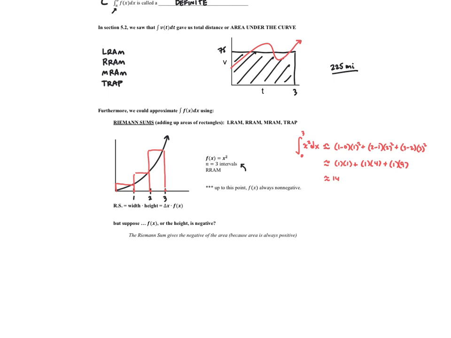on a prior lesson. Okay, so suppose f of x, or the height, is negative. And we've talked about this, right? We talked about how as we accumulate negative areas, or if the function is negative, we accumulate those areas in a negative sense. Okay, and then we just sum up all of our areas. The Riemann sum gives the negative of the area because the area is always positive. So we'll look at an example on the next slide and see what we mean.